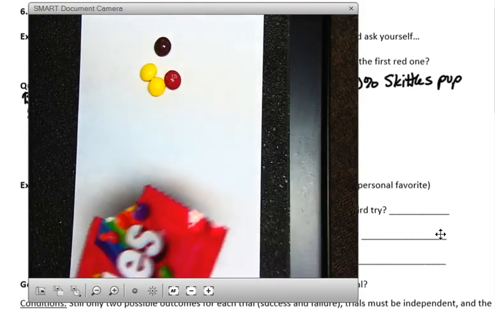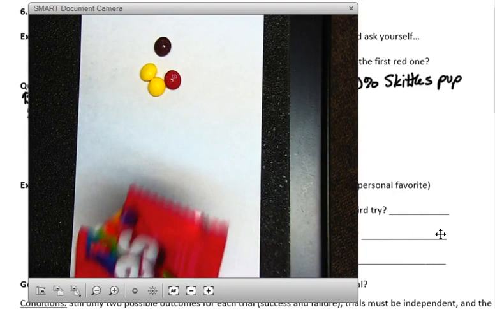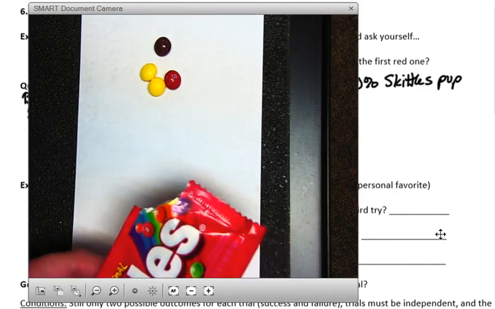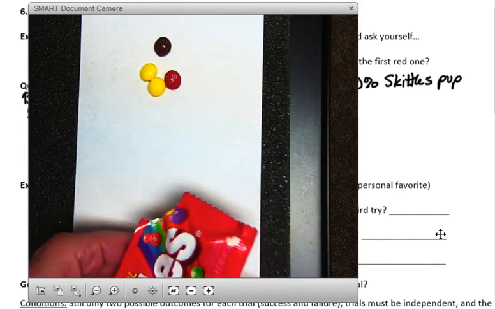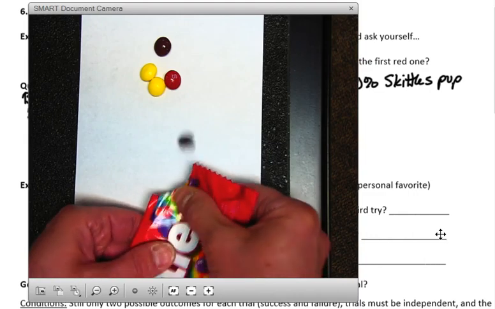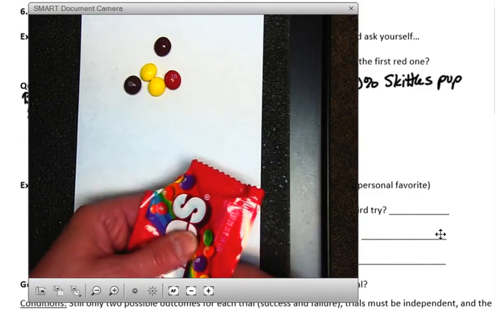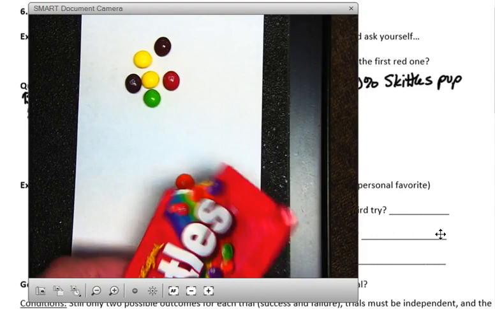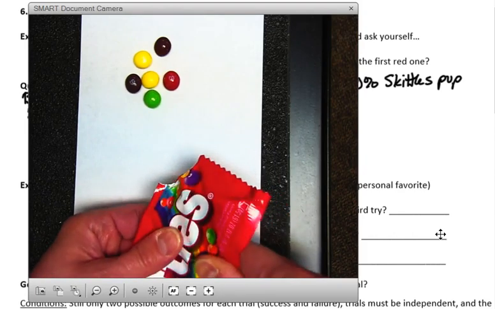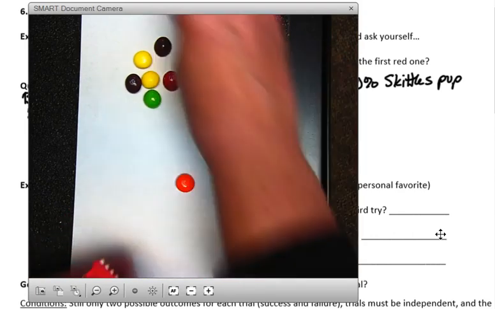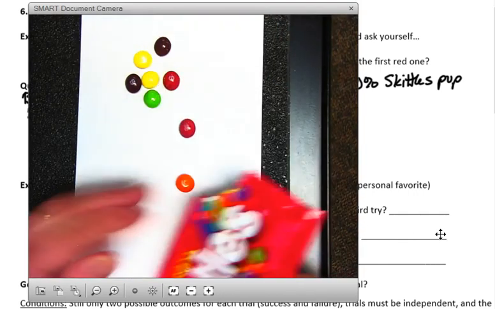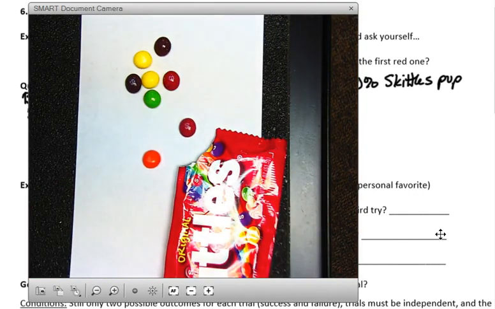Okay, so let me try it again and see what would happen next time. I'm not even sure if there's any red left in this bag because I've eaten a lot of these, but let's just check it out. 1, 2, 3, 4. Oh, it took 4 again. So if we did this lots and lots of times, which we did in class, we would find out that sometimes we would get a red on the first try, sometimes on the second try. Sometimes it took 23 or 24 tries to get our first red.